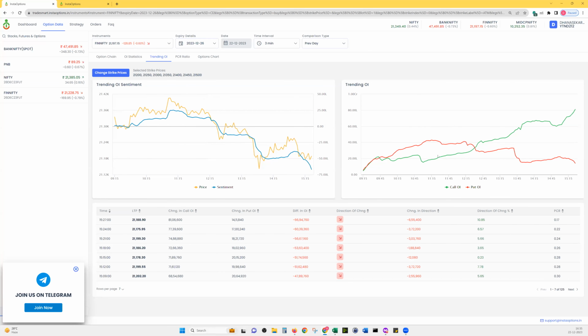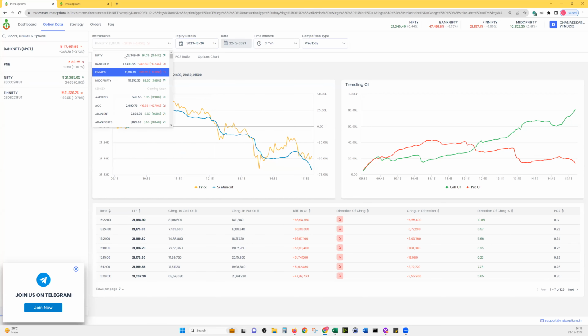So now this part is done. Now you understood whether the market is uptrend or downtrend. Now there will be a question: Didi, I don't know what trades to take. I just know from the trending OA that the market is negative. Then what trade can I take?